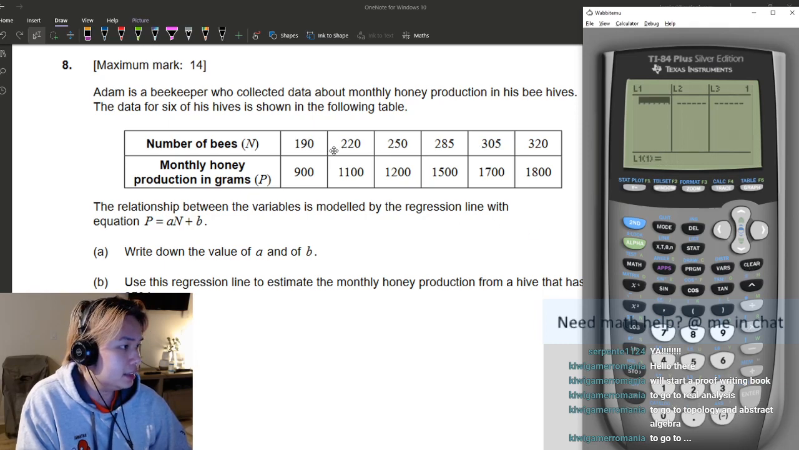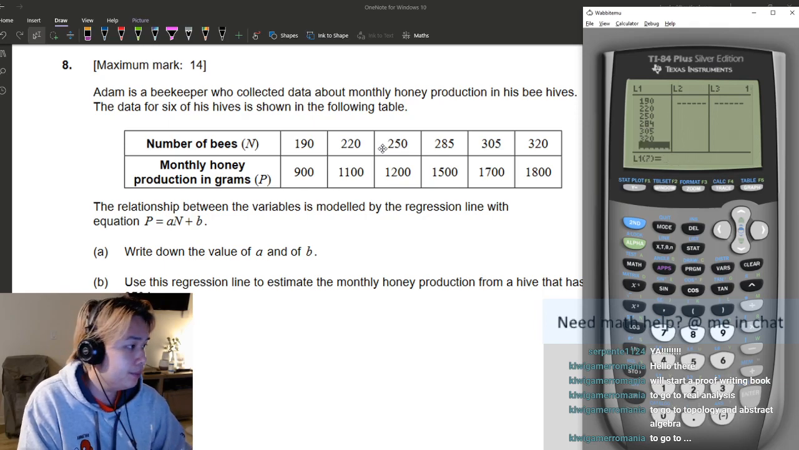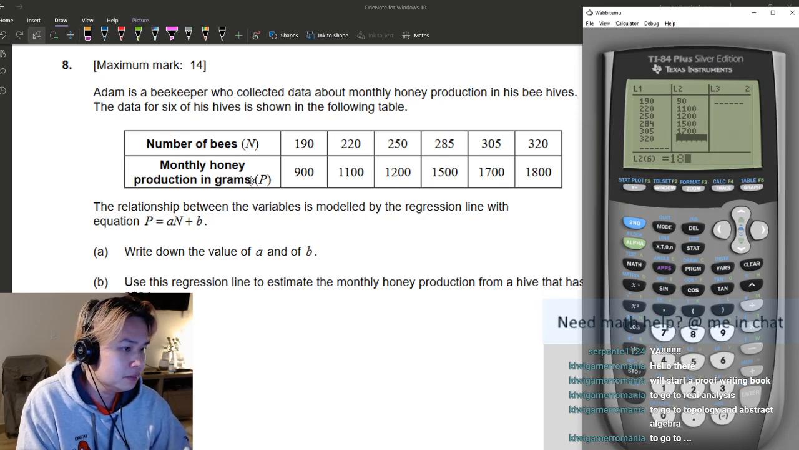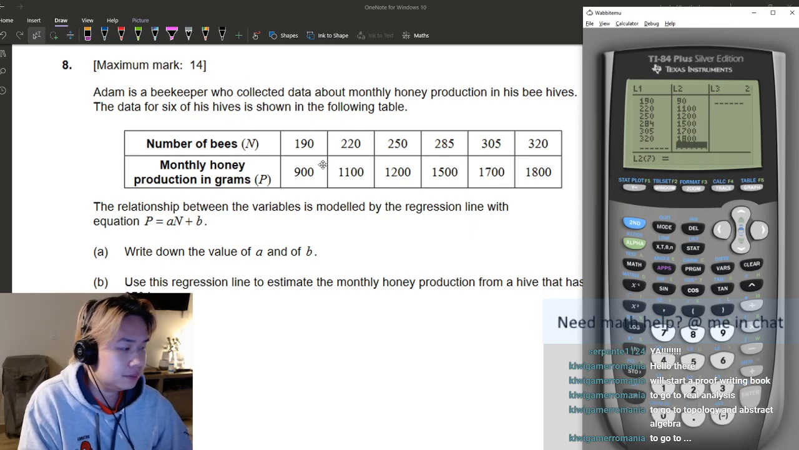So my first list is going to be my N values. So 190, 220, 250, 285, 305, and 320. And then my second list is going to be the P values. So 900, 1100, 1200, 1500, 700, and 800.